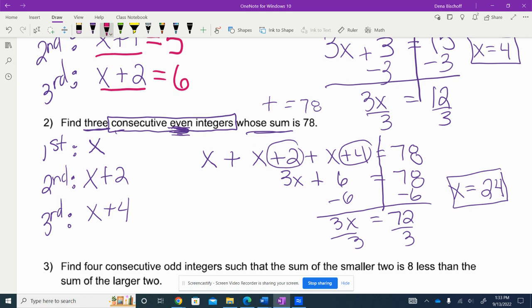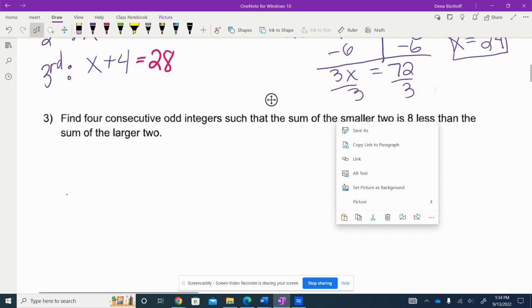But remember, we have to plug that in. So our first number is 24. What's the next term? 24 plus 2 is, Tyler? 26. And 24 plus 4 is, go ahead, Tyler. 28. Good job. Those are our 3 integers, okay? Again, just nice and easy. It's a little tedious, I know, but we're just going to take it nice and slow, okay? Good. You're doing really good.